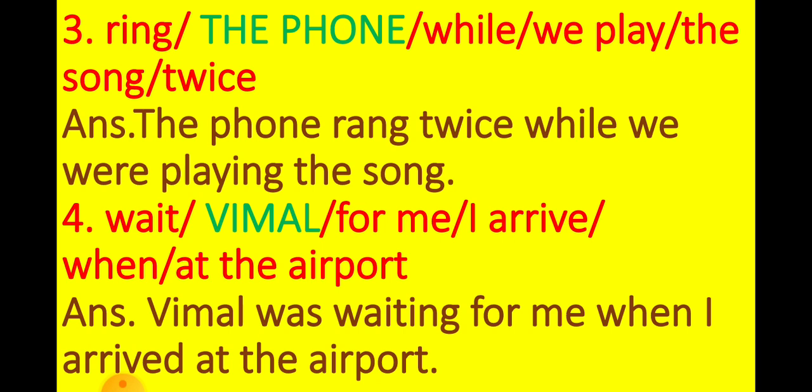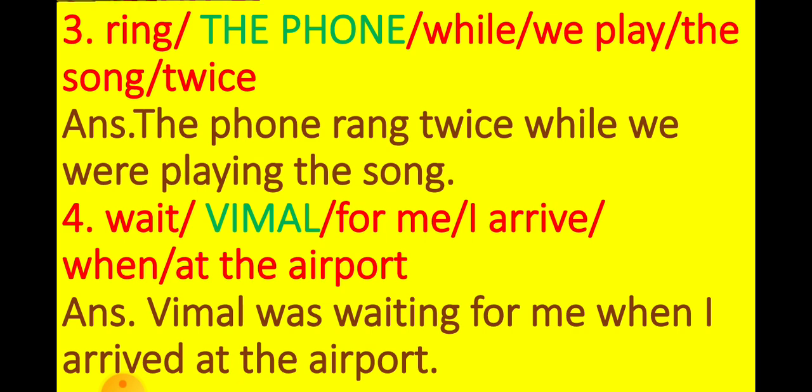Now let's take up the fourth one. Wait, Vimal, for me, I, arrive, when, at the airport. So Vimal is the highlighted word, which clearly indicates that the sentence will begin with Vimal. So let's see what is the correct arrangement. Vimal was waiting for me when I arrived at the airport.